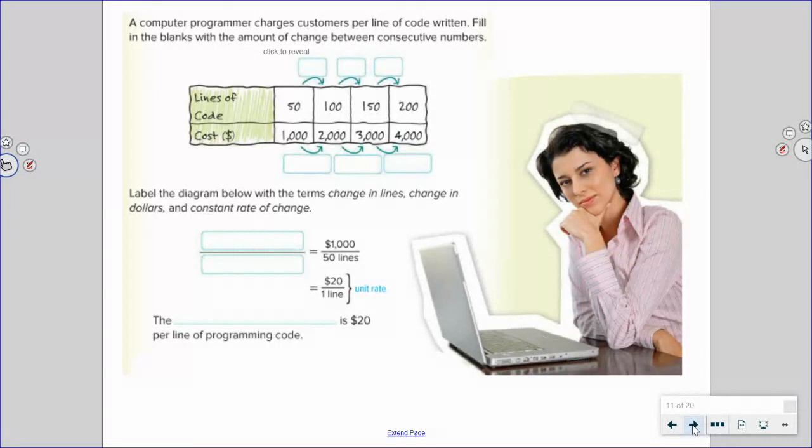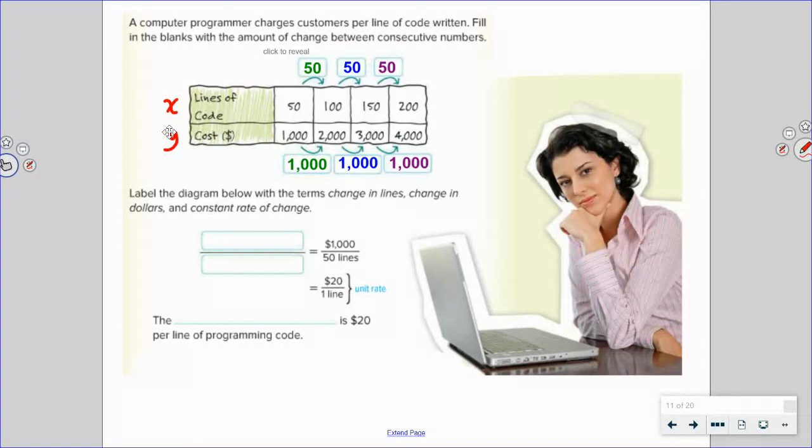A computer programmer charges customers per line of written code. Fill in the blanks with the amount of change between consecutive numbers. Now I find this really interesting. First things first, you guys know me, I often will label the table to show that the cost depends on the lines of code, right? In this case, the cost first increases $1,000 for 50 lines of code. In the next case, from 2000 to 3000, there's another $1,000 for another 50 lines of code. And then, look at that, it's always $1,000 for every 50 lines of code.